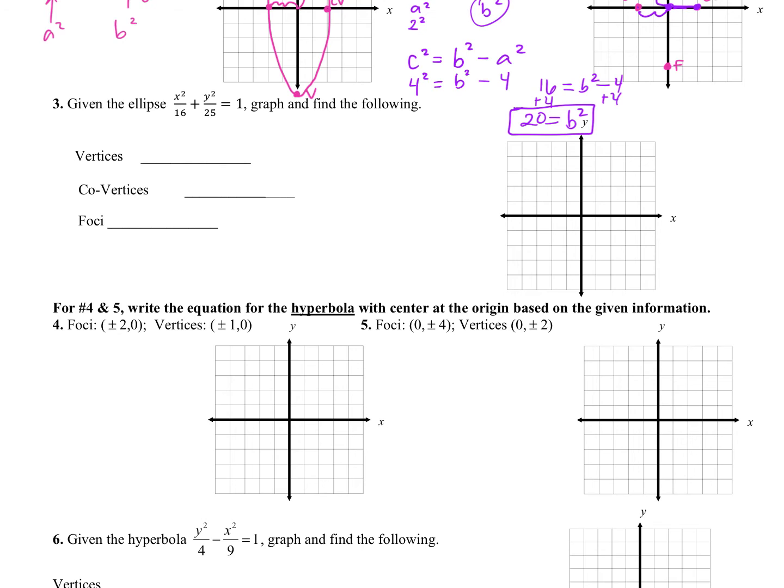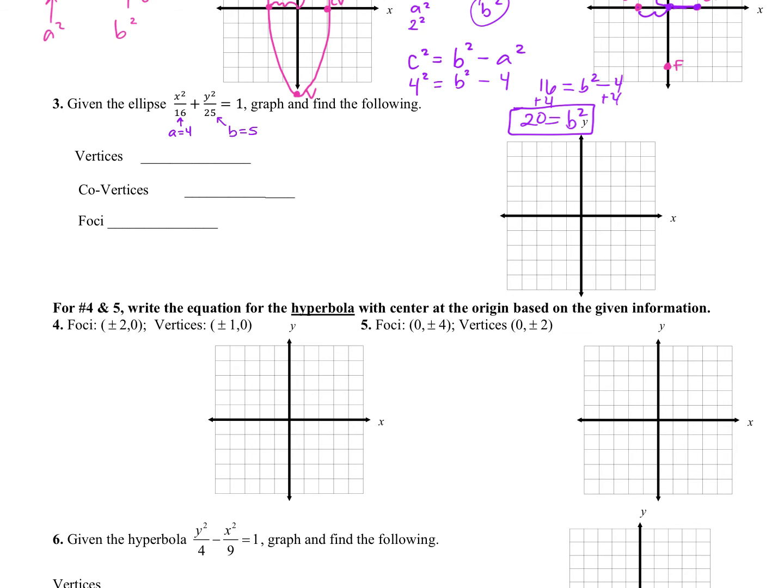So if you look at this, this is always your a squared. So that's going to be 4 squared. That means a is going to be 4. This is your b squared. So if 25 is b squared, then b is going to be 5.